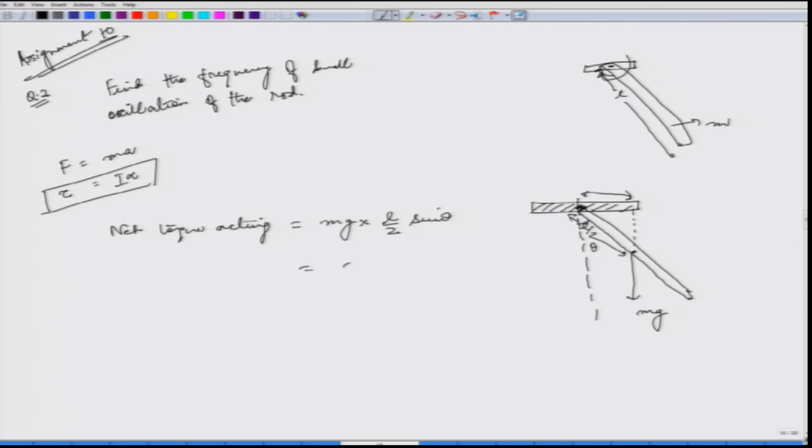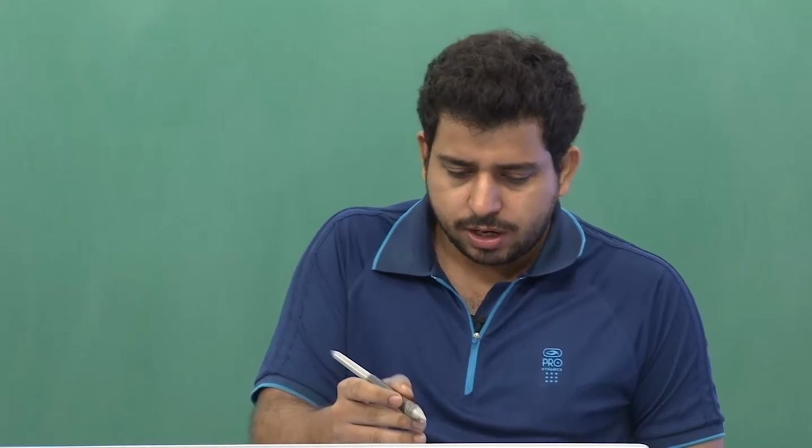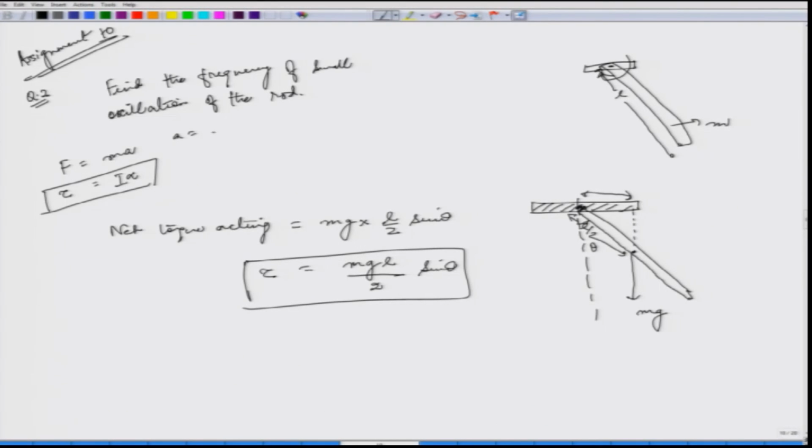This is mg L by 2 sin theta, the net torque, let us say tau. Now, since it is oscillating, theta must be changing. For our general case, when f equals ma, a is given by d2x by dt square. In this case, my angular acceleration alpha is given by d2 theta by dt square, which I can write as theta double dot.